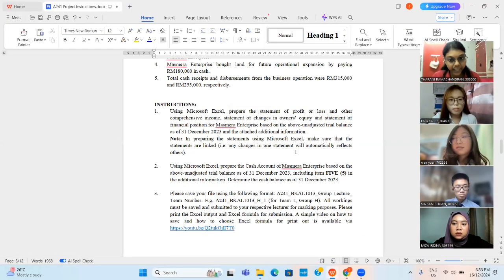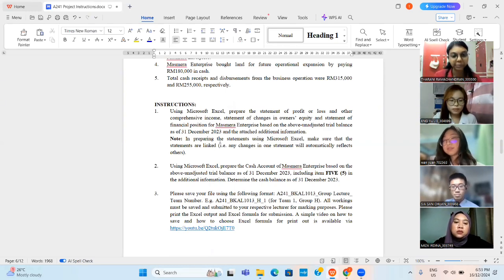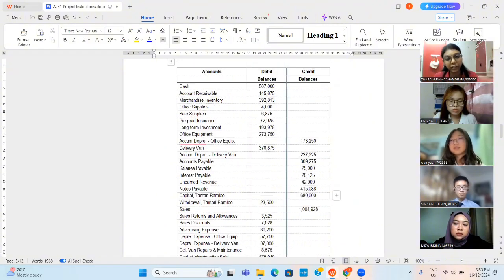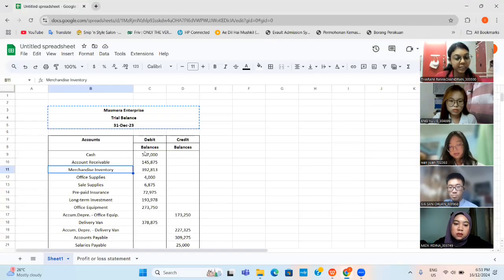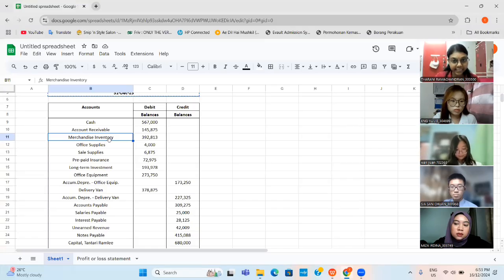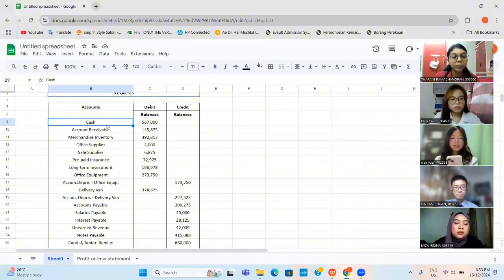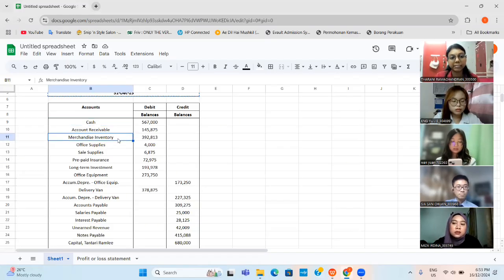Question one is we need to prepare the profit or loss statement, owner equity statement, and the statement of financial position. For these statements we need to use the unadjusted trial balance. First, we need to segregate the transactions according to the accounts and the statements. For example, cash will be under current asset, under the financial position statement. Same goes to account receivable, merchandise inventory, office supply, sales supply, prepaid insurance.